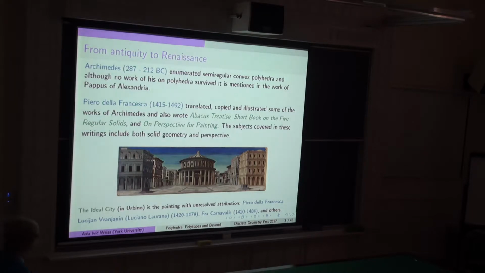Here is a painting of the ideal city. Many of these paintings exist, but this is the one which is kept in Urbino. Some people attribute it to Piero della Francesca. However, it's also attributed to Luciano Laurana and Fra Carnevale, but also to others as well.